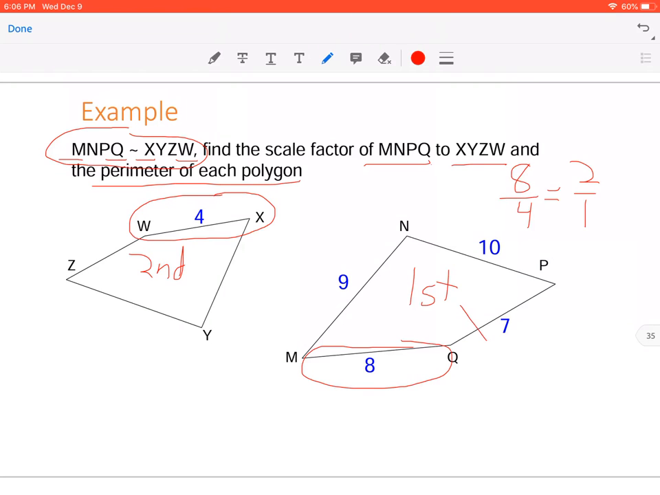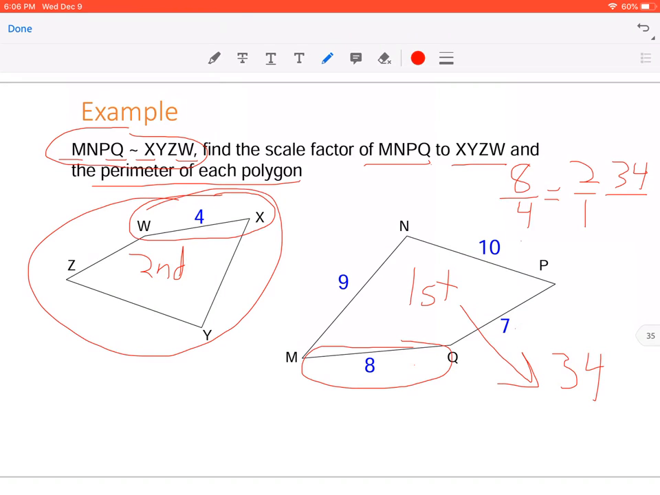All right, now it also said find the perimeter of each polygon. Well, we should be able to find the perimeter of this guy here. Just add them all up. 8 plus 7 is 15, plus 10, that's 25. 25 plus 9 is 34. So if his perimeter is 34 and it's a 2 to 1 ratio, the perimeter of this guy here has to be half of that. So it must be 17. Instead of trying to find each side individually, remember the perimeter ratio, the scale factor, and the side ratio are all the same. It's a 2 to 1 ratio. So the perimeter of this one has to be 17. You don't have to do all the work.